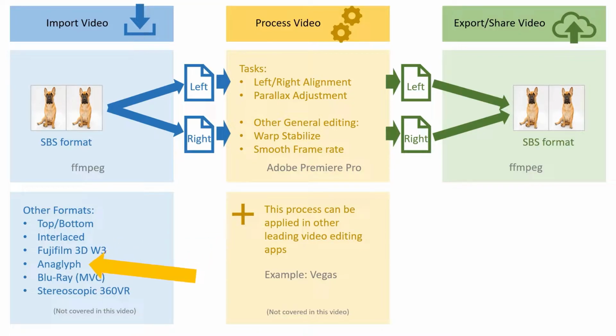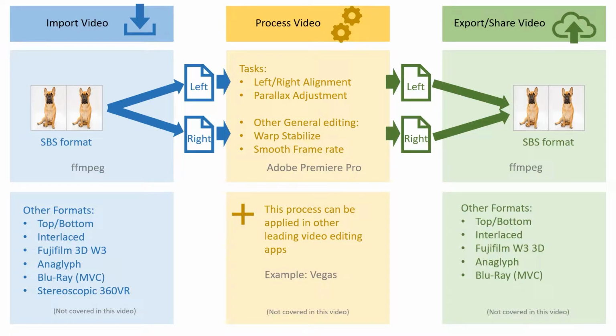You may be starting with an anaglyph video, or a Blu-ray video, or even a stereoscopic 360 VR video that you want to translate into just a standard side-by-side video. So there's many different formats that are out there. And this applies to both our video source as well as our destination file format. They could all be different depending on what we have and what we want to generate.